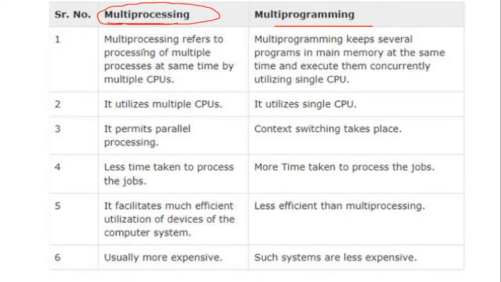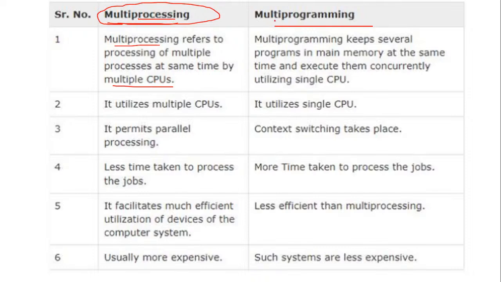Now see the word multiprocessing. It refers to processing of multiple processes at the same time by multiple CPUs. Please remember the word multiple, it indicates many things, but it is talking about processing. So processing happens at the same time by multiple CPUs.